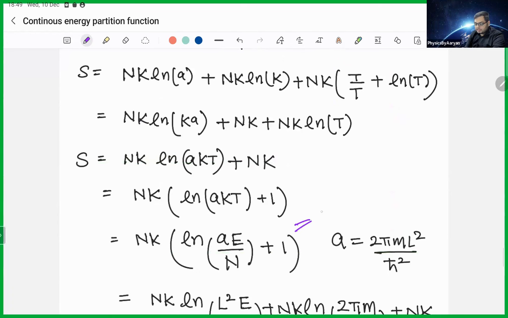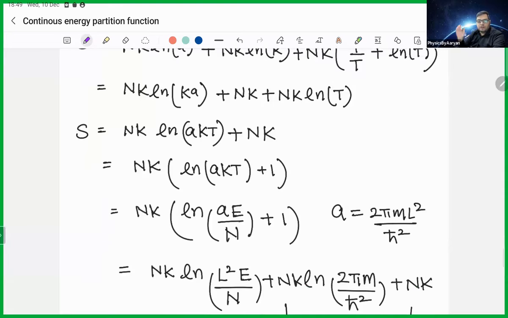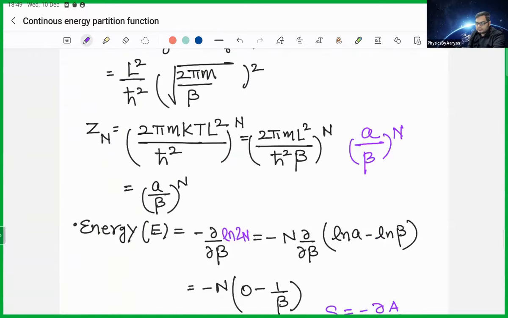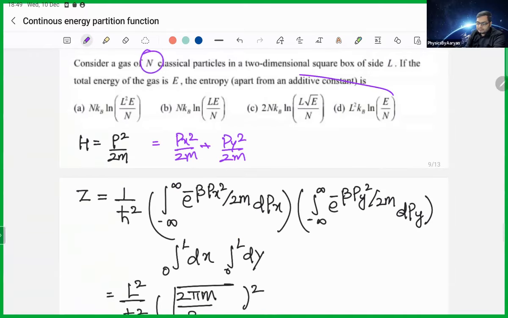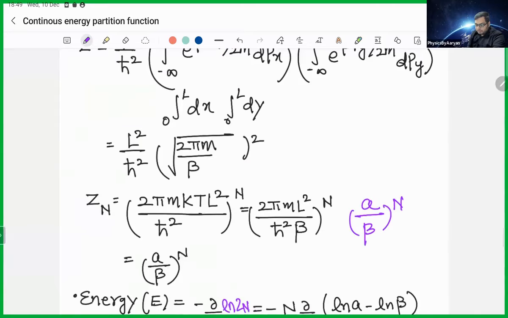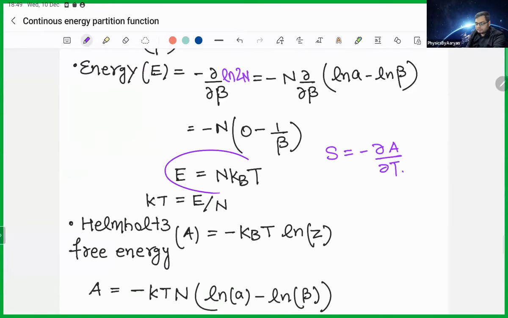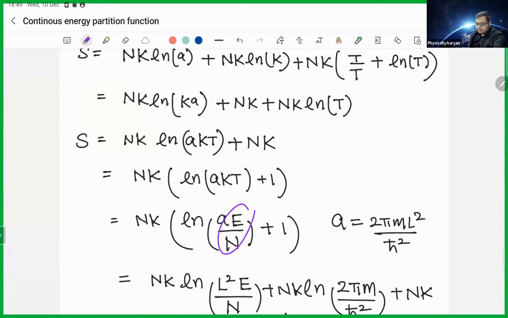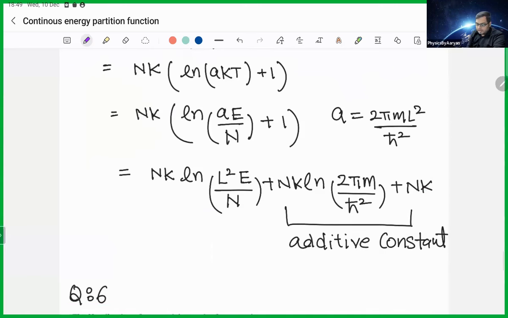Once you get the answer, still the answer is not done, because now you have to convert your temperature in terms of energy. How will we do that? Because the answer is not asked in terms of temperature. The answer is asked in terms of energy. So where I find the energy, you see, this was the energy I found. So what I will do is I will put my kBT in my final answer as E by capital N. So that is what I have done here. I have put my kBT as E by N. Okay, and that will give me the answer.